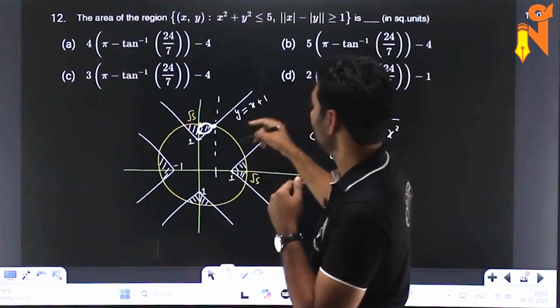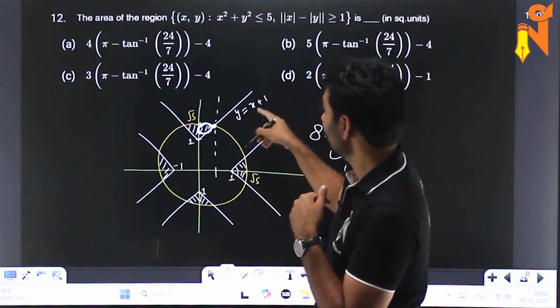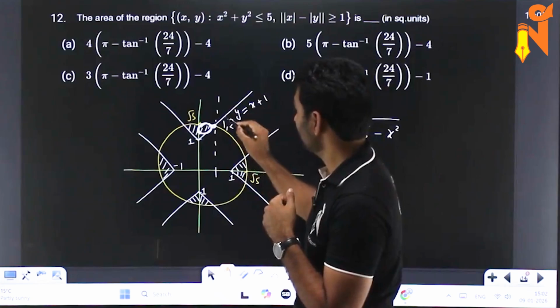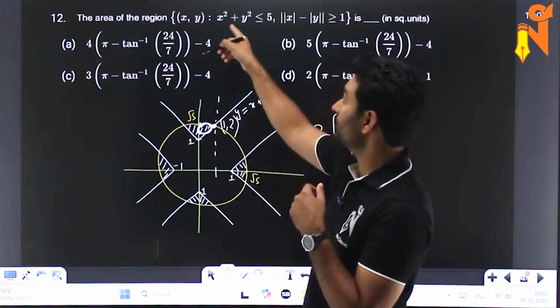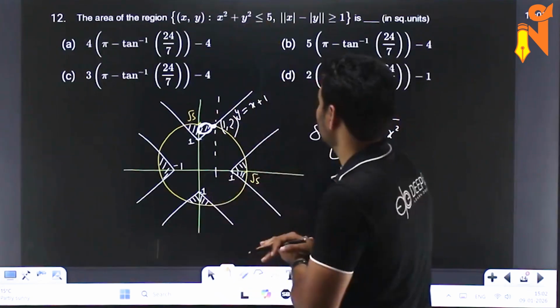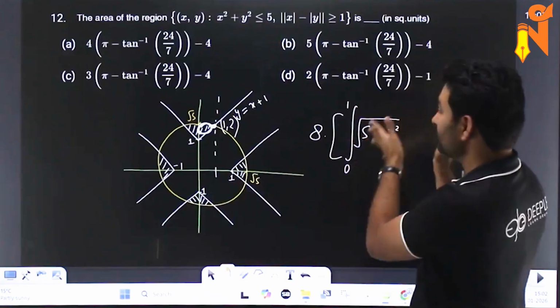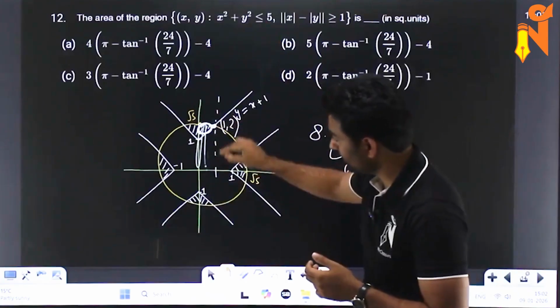This equation is y equal to x plus 1. Put x as 1 here, y will be 2. Yeah, correct. So this point is (1, 2). You can check also here, 1 plus 4 is 5, correct. So integrating from 0 to 1 will give you this complete area.